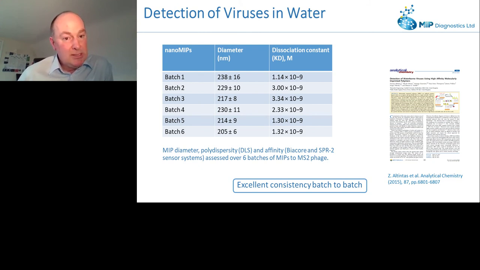I've already talked about the dissociation constants being around nanomolar affinities. But what was also demonstrated was that we could remove 9 logs of clearance in terms of removing the viruses or MS2 bacteriophages as a surrogate. So that goes from 1 billion plaque-forming units to 1 in a single column step.